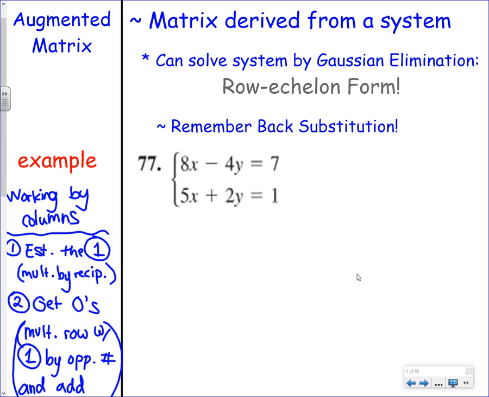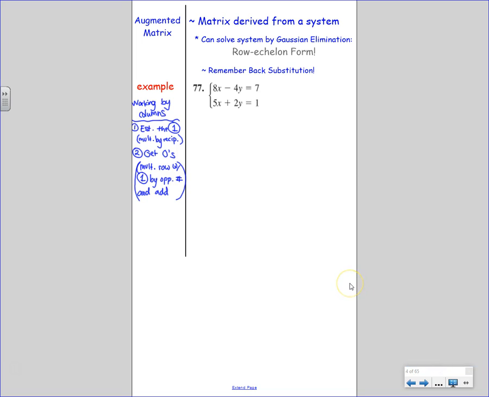Matrices are a great way, and it's actually even a little bit better than row echelon form, but it still kind of uses row echelon form. But it simplifies the coding in that when you go to solve, you're going to take the system of equations, 8x minus 4y equals 7 and 5x plus 2y equals 1. You're going to take the system of equations and transfer this into a matrix.